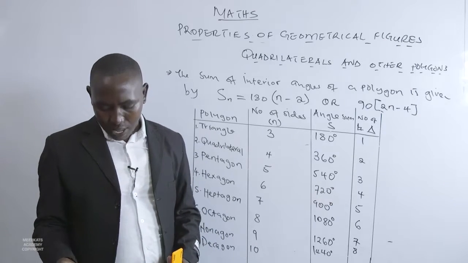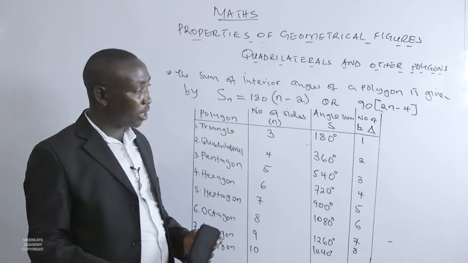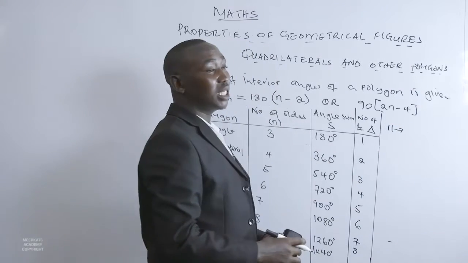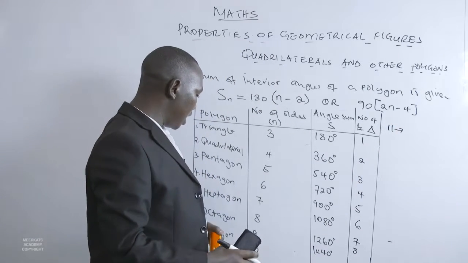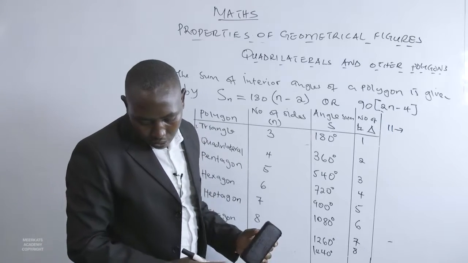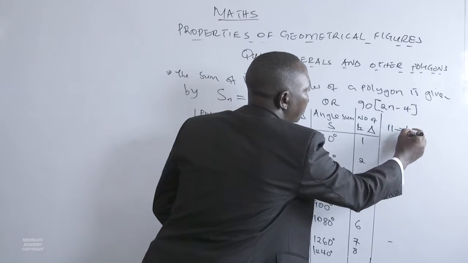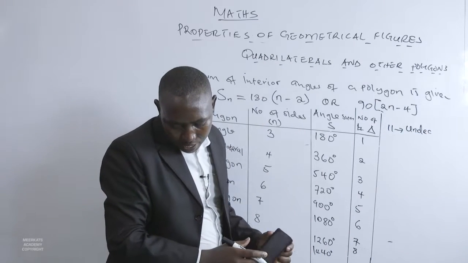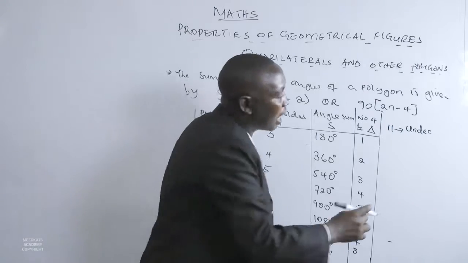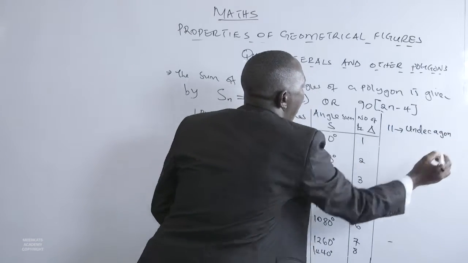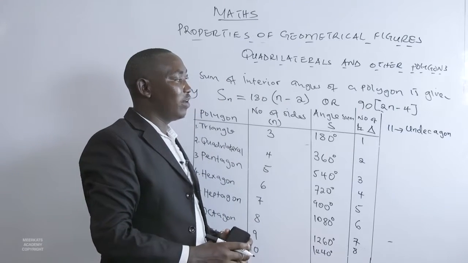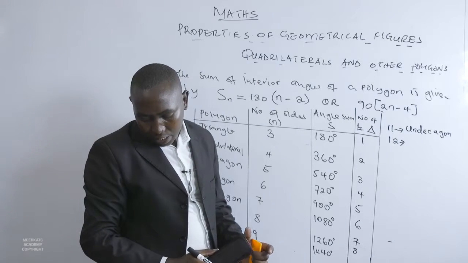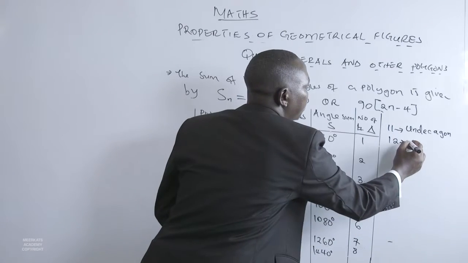Now we have got 2 other ones which we are just going to mention. The one that has got 11 sides derives its name from a decagon, and it's called undecagon. It has got 11 sides. Then we have the one that has got 12 sides. It's called dodecagon.